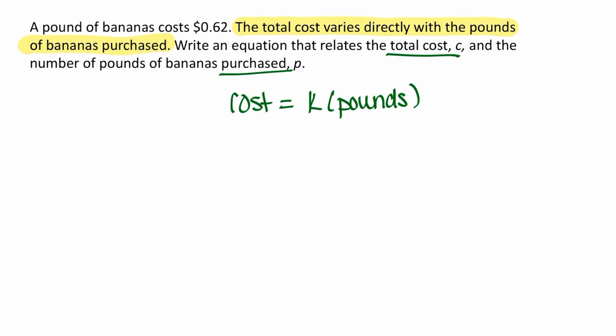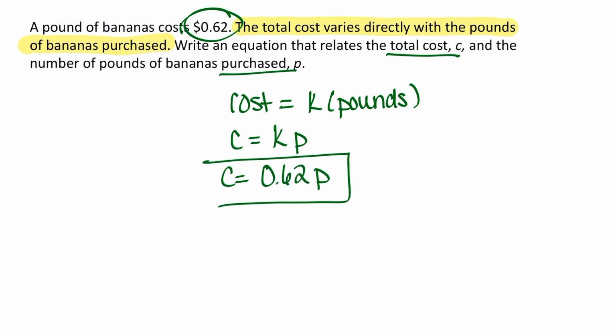So what I can do is use the variables they told me. So I have C and P. So I have C equals K times P. Well, it tells me that a pound costs 62 cents. So that means that 62 cents is my rate of change. So I can write this equation as C equals 0.62 times P, and that is the direct variation equation that models this function.